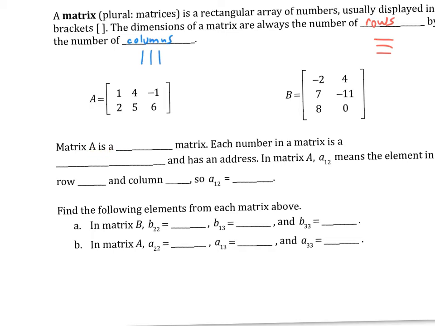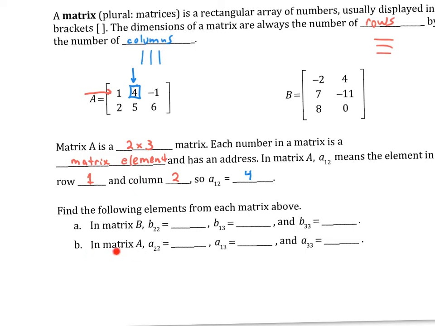So matrix A is a 2 by 3 matrix, because it has 2 rows and 3 columns. Each of these numbers, the 1, the 4, the -1, each one of them is a matrix element. And it has an address. So in matrix A, the 1, 2 means row 1 and column 2. So row 1 is this one, and column 2 is this one. So that means the address takes me to 4.